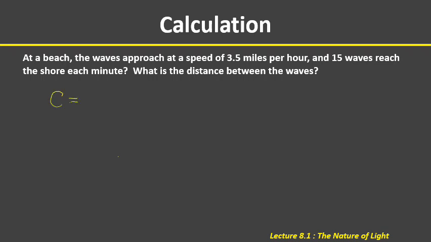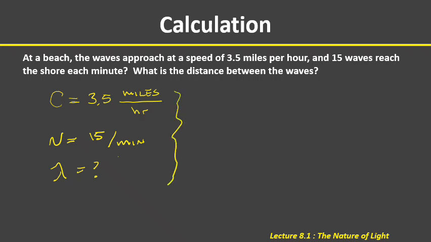First of all, if they're coming at a speed of 3.5 miles per hour, that's our c. Now c really, as a variable, stands for the speed of light, but I'm just going to use that for speed a little bit more generally here. So this is 3.5, distance divided by time, miles per hour. The 15 waves reach the shore every minute, so that's our frequency: 15 per minute. And the distance between the waves, that's our wavelength, that we don't know.